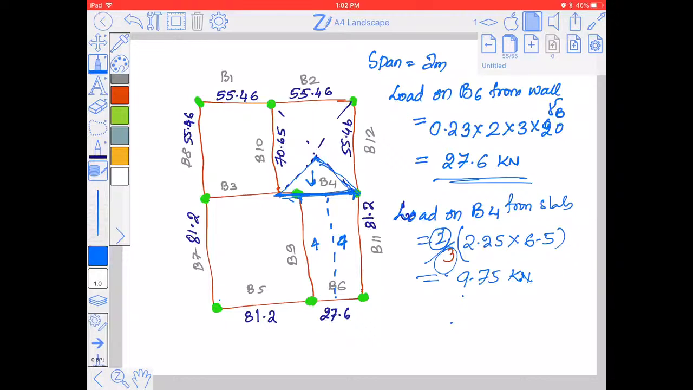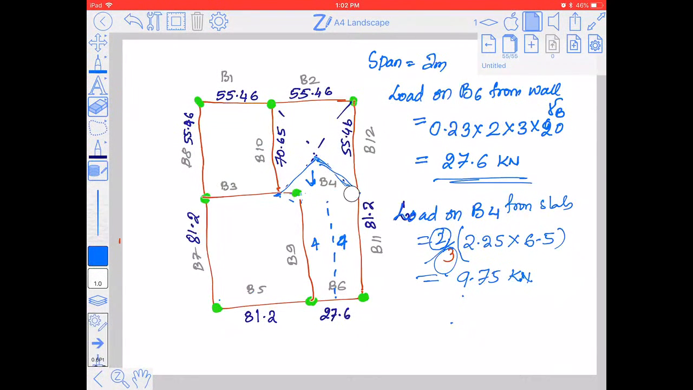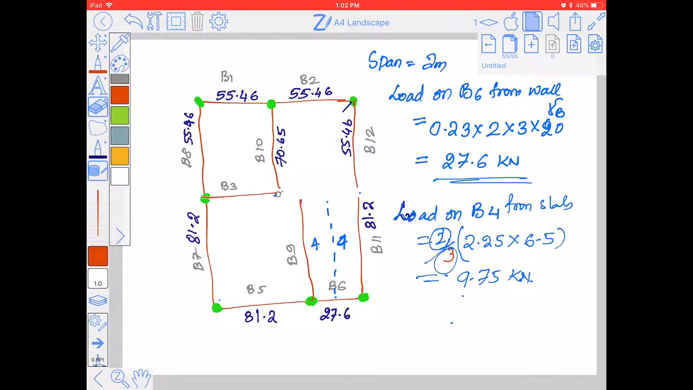Sorry, wait for a minute. Okay, this is B4, and this is of 2 meter. These are the column locations, right?